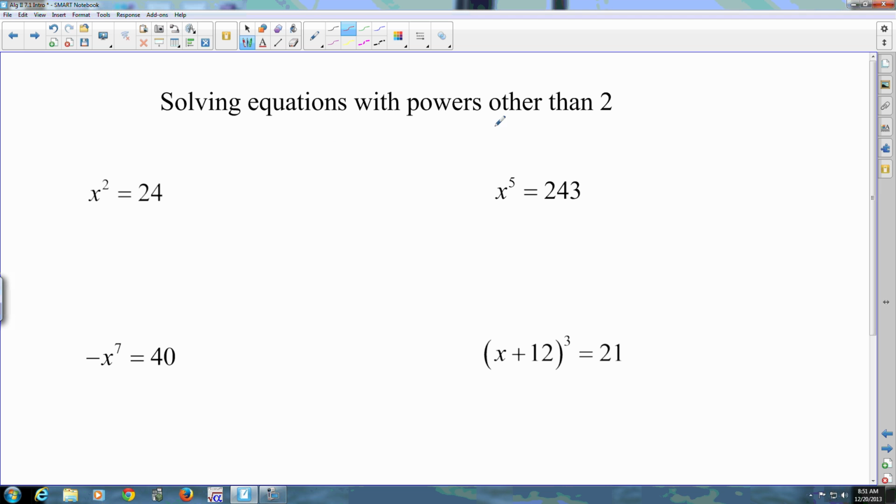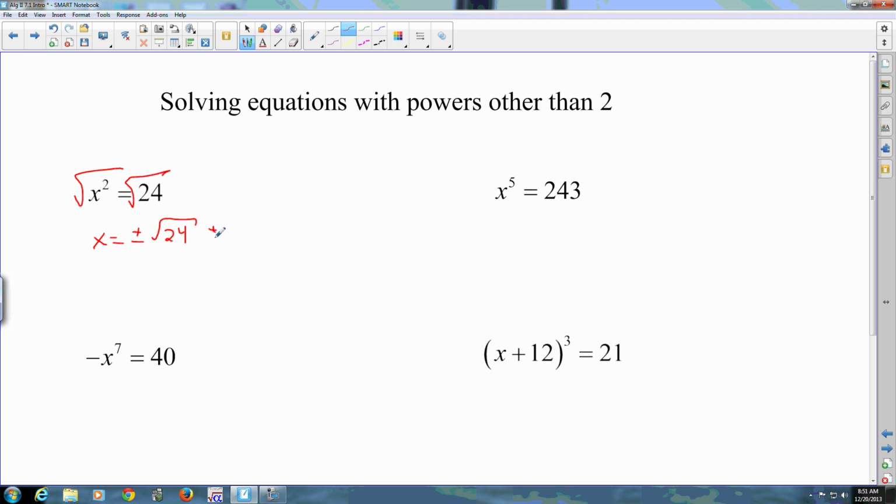Solving equations with powers other than 2. Just to remind you, what you did here is you would square root both sides. Don't forget, when you put that square root symbol on the page and it wasn't there before, you need to put a plus and a minus, and you got the square root of 24. Now you're going to have to pull stuff out.